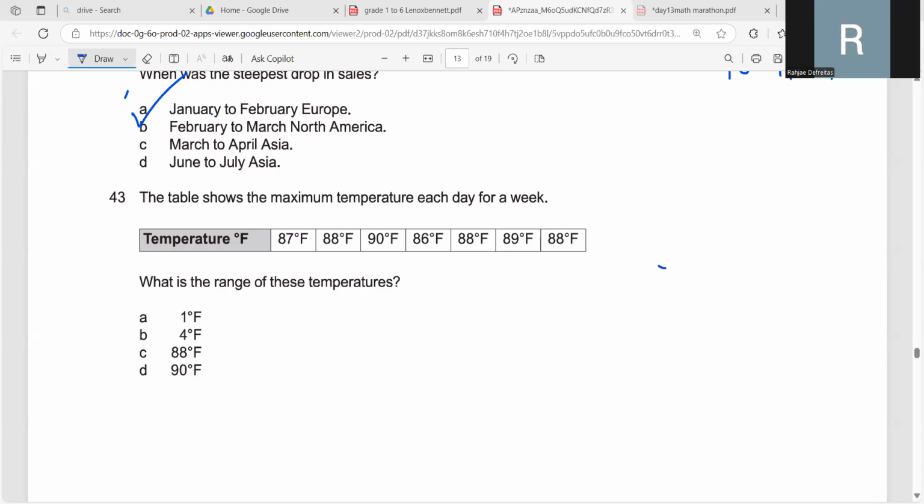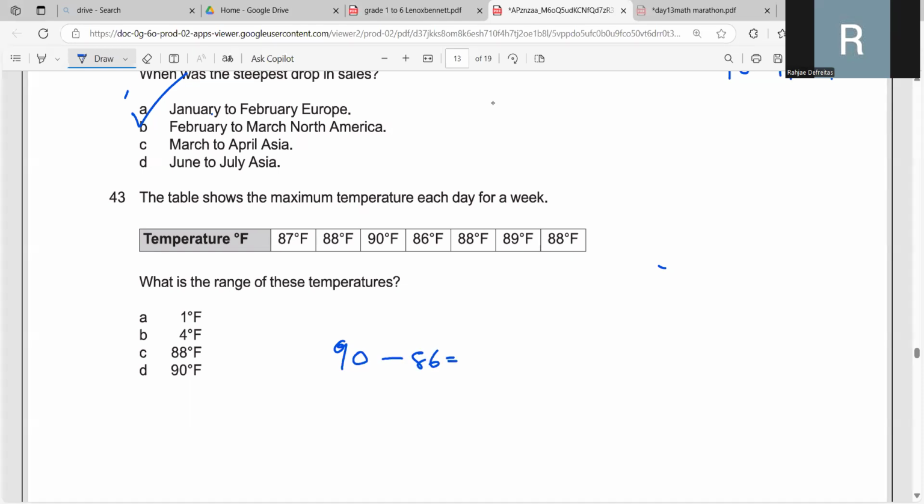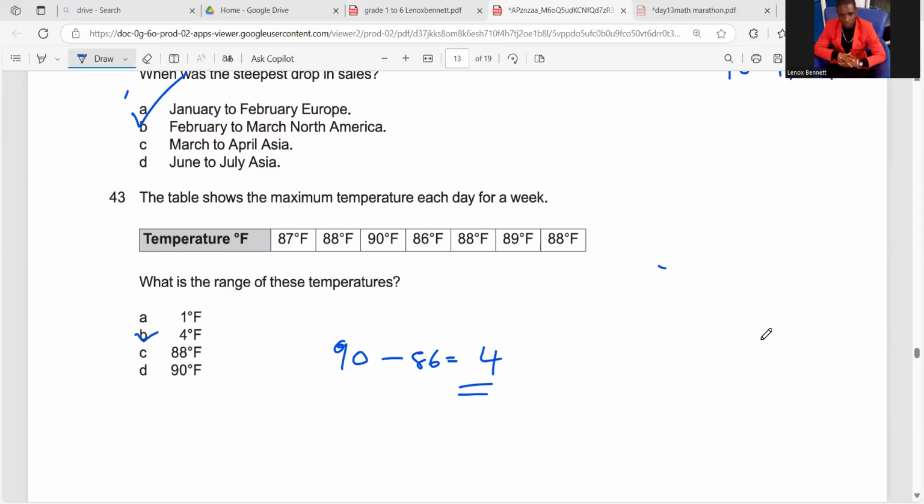So it says, what is the range of these temperatures? Range is the difference between the smallest and the largest numbers. The smallest number is 86. 90 degrees Fahrenheit take away 86 degrees Fahrenheit leaves us with 4 degrees Fahrenheit. Very good. Awesome, awesome, awesome. Very good.